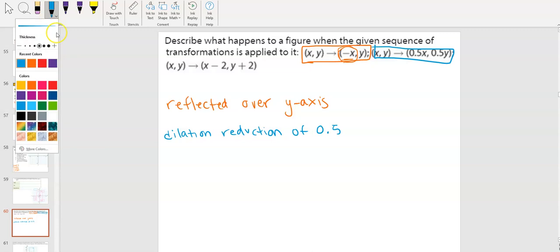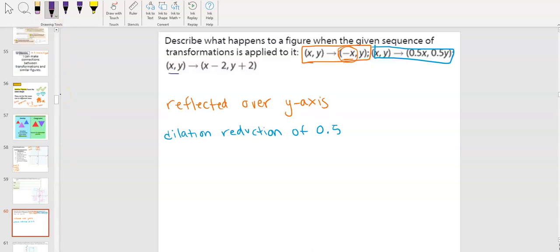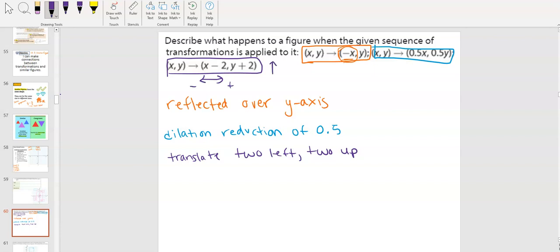Okay, and then the last thing that happened to my shape, let's do an interesting color, is here, and this is going to be a translation or a slide. We're going to translate to the left and up. Right? Okay. Anything that's on x is left or right. This is negative, this is positive, and anything that's being added or subtracted to y is up and down. This is positive, this is negative. And so this is what's happening to my shape.